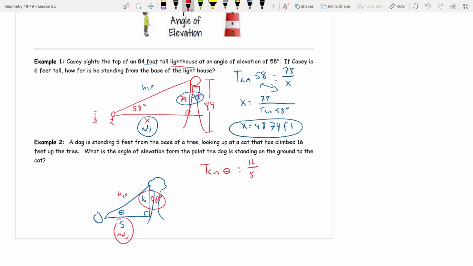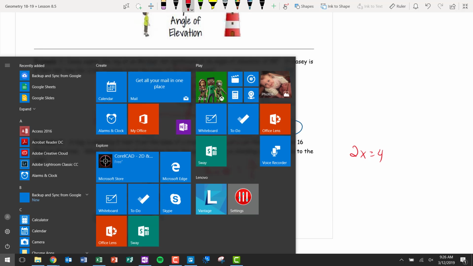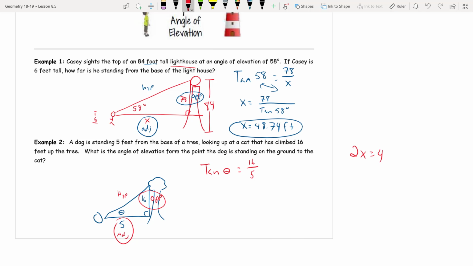So it's tangent of the angle, which we don't know, theta, and that equals my opposite side 16 over my adjacent side 5. Now, whenever we do any sort of algebra, if I have 2x equals 4, in order to solve that, I have to divide by 2. You guys have done that. It's like the oldest problem in the book. Well, what you're doing is you've got 2 times x here. And in order to get rid of the multiplication, we have to divide, which is also known as the inverse. So we're doing the inverse operation there when we divide instead of multiply.